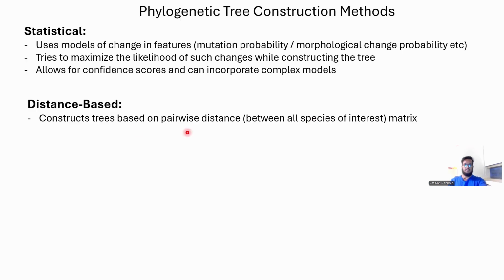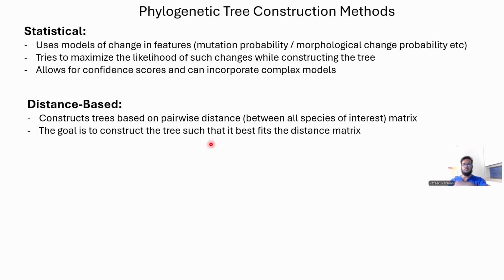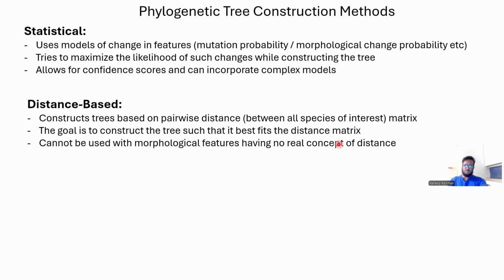So the goal here is to construct the tree such that it best fits your distance matrix. It doesn't deviate from the matrix. Now, it is not really recommended to use this unless you have a lot of species to deal with. Also, it cannot really deal with morphological features, because if you are dealing with size, color, etc., you cannot really get distance between those things. There isn't any concept of distance between those. And obviously, it's less accurate than statistical methods, but it's quite fast.